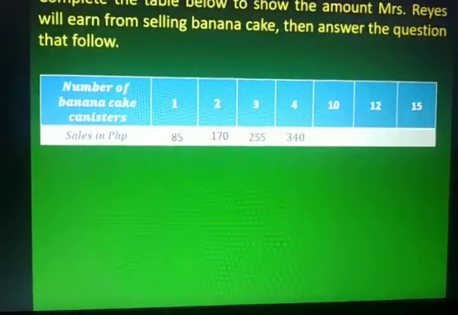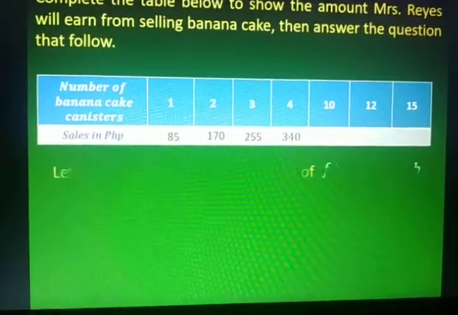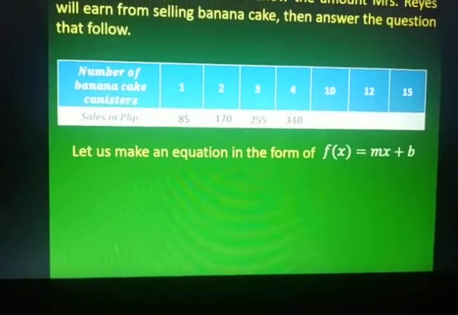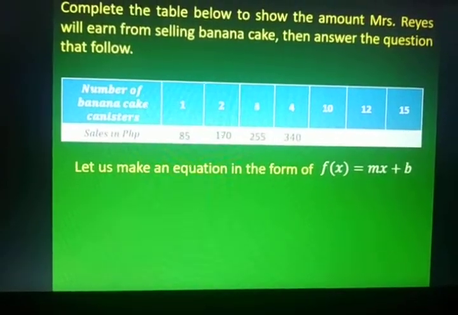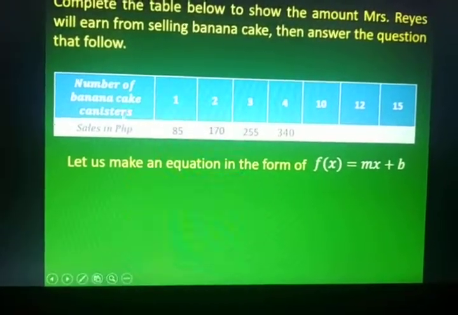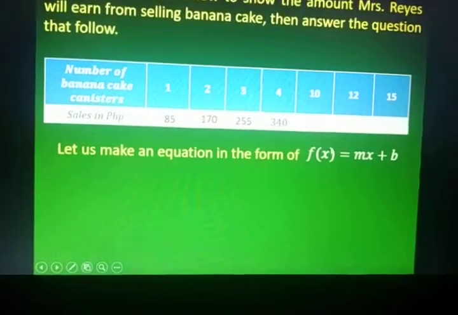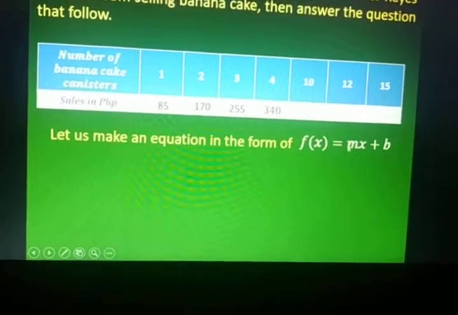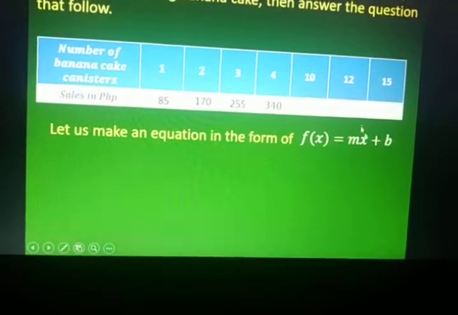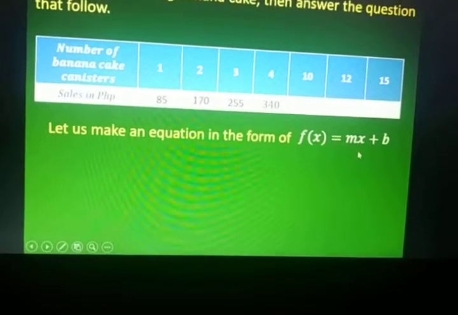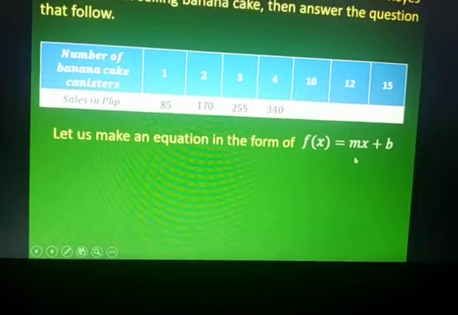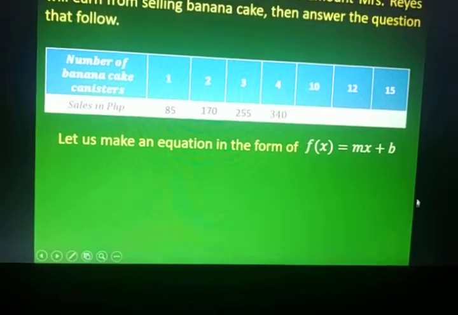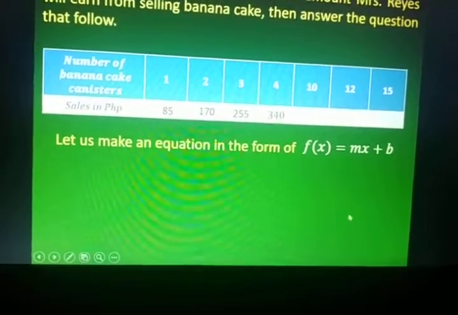Let's make our equation. We will make our equation in the form of f of x equals mx plus b, or what we call a linear function. So we are solving for the sales of Mrs. Reyes, that is f of x, and then m is our slope, and b is the y-intercept. M must be paired with the x, the additional per sale of banana cake. So how much is 1 banana cake? It's 85, so m must be 85, and b is the added income.